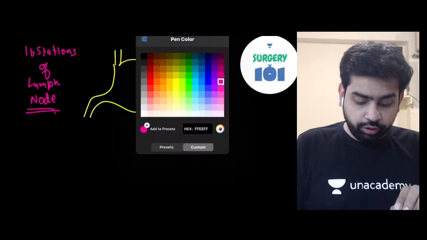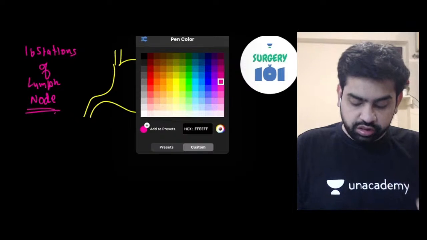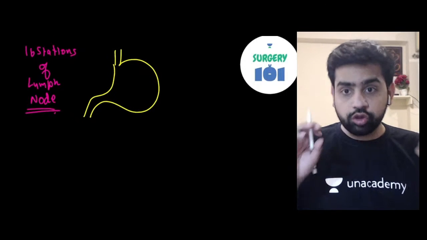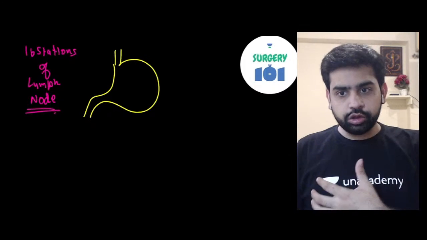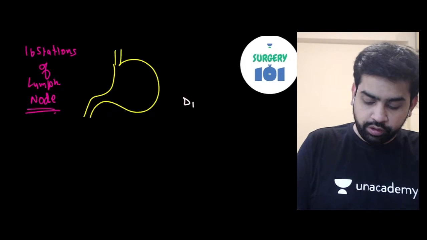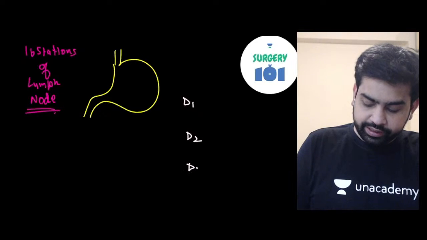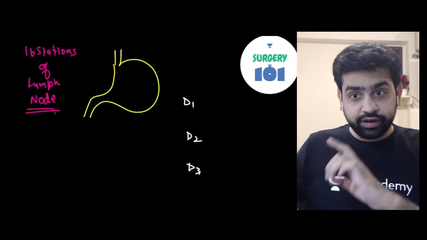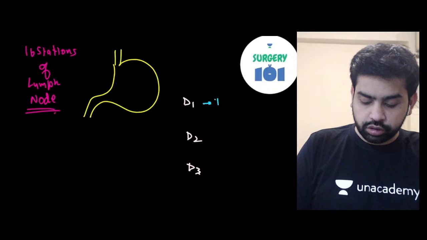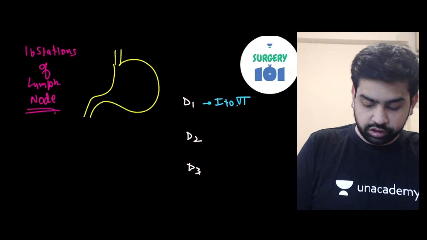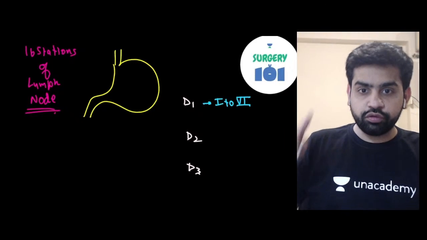Now, depending on how many lymph node stations we are removing, please mark my word, it is not the number of lymph nodes, it is the number of stations which we are removing. Based on that, we can categorize it into D1, D2, and D3 gastrectomy. In D1 gastrectomy, we are removing the stations from 1 to 6.